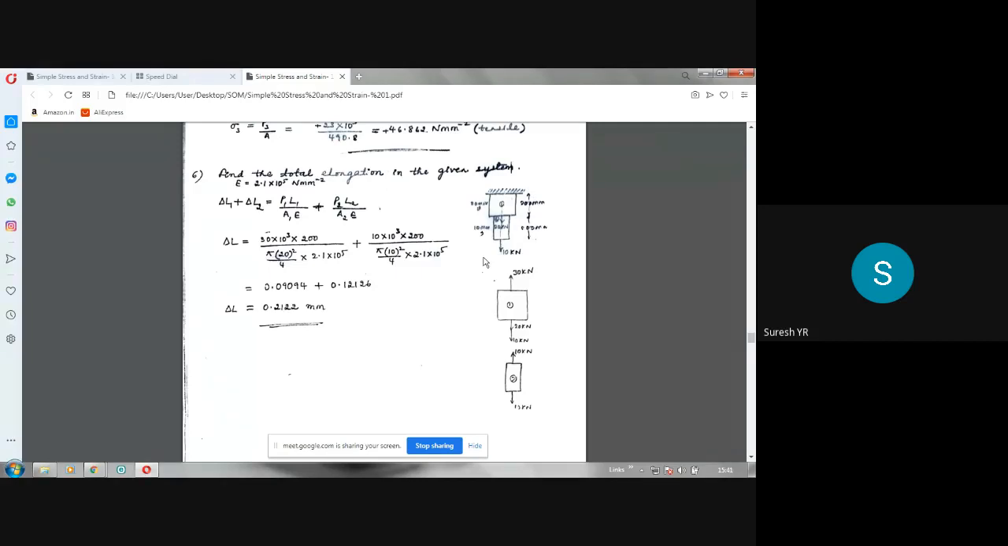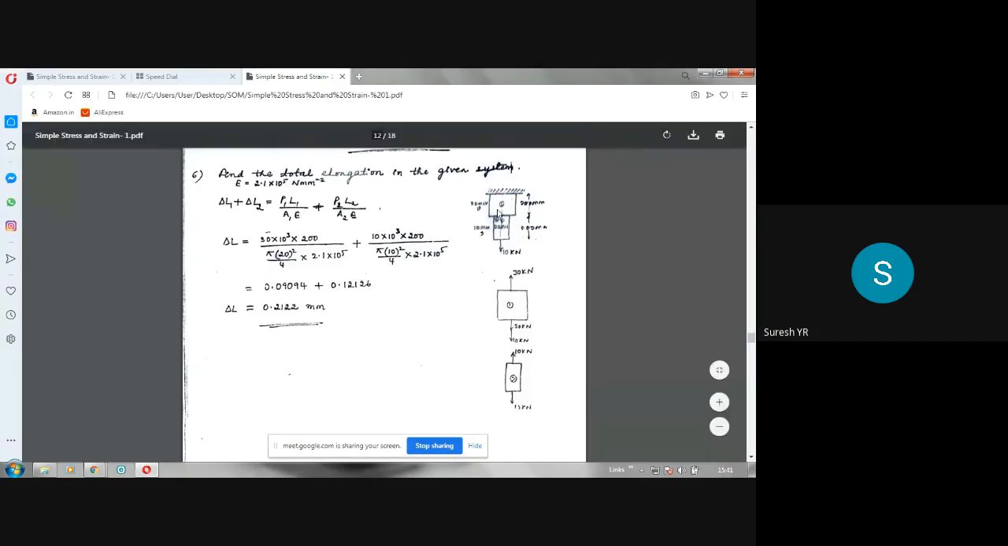So how to find total elongation? Once again, you can take this first portion as 1, second bar as 2. 1 and 2 are the portions. So let us find out what is the actual force acting on the bars individually. So once again, we have to write the free body diagram. So instead of giving horizontally, they have given vertically.